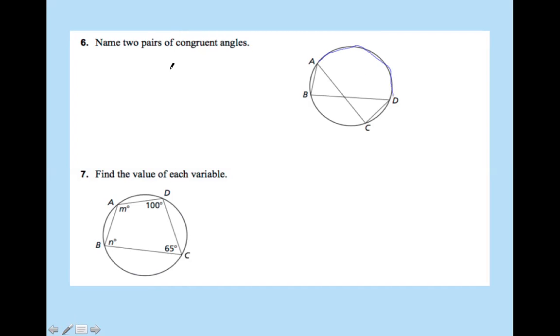All right, so one pair of congruent angles would be angle ABD, and that's congruent to angle, looks like DCA.